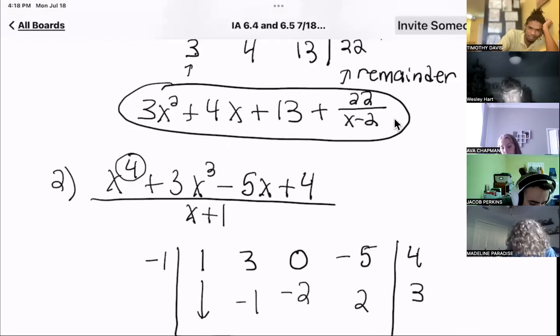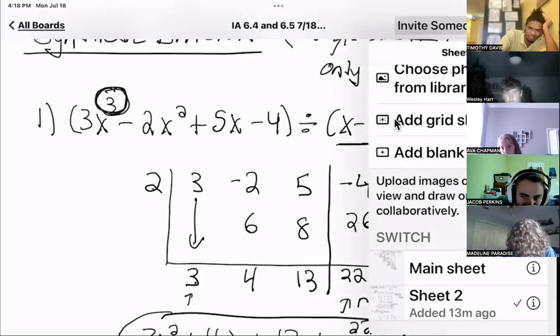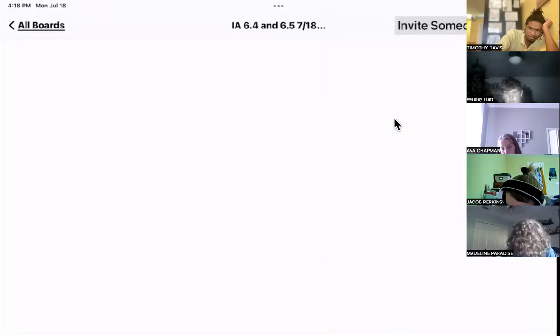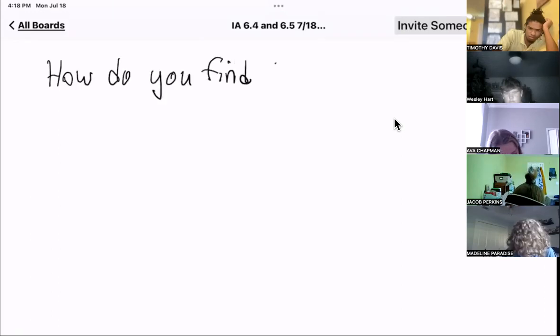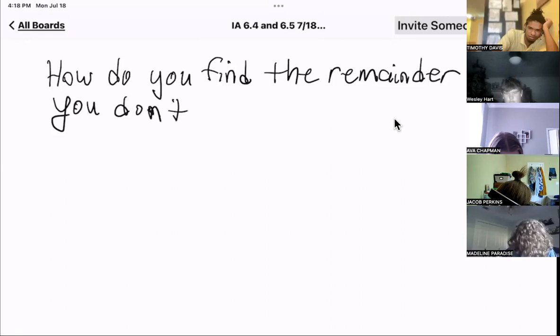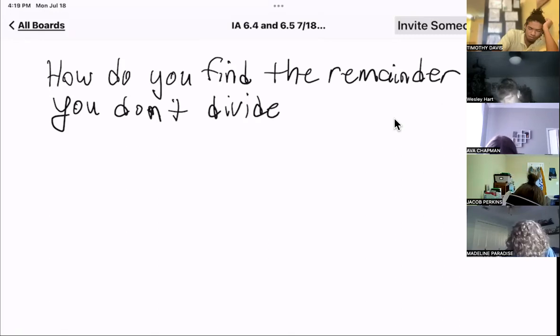There's one more thing I need to show you about this section. It's really a short thing. Sometimes you need to find the remainder without doing any division. So how do you find the remainder? You're going to need it in future studies if you don't divide. So if I give you a polynomial and I tell you what I want to divide by, how do I find the remainder quickly?